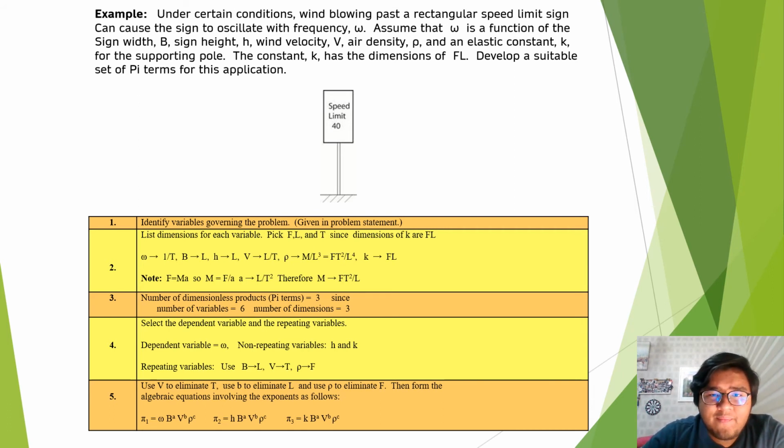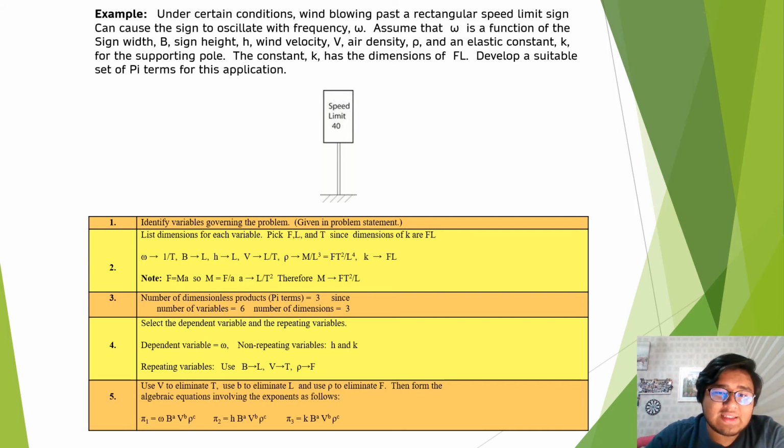So the constant K has the dimensions of FL. So develop a suitable set of pi terms for this application. Just now we have learned about Buckingham pi theorem, so this is how we want to develop a suitable set of pi. So first step of the exponent method is to identify variables governing the problem. So we have to analyze the problem and find the variables in the problem. Next, the second step is to list the dimensions for each variable.